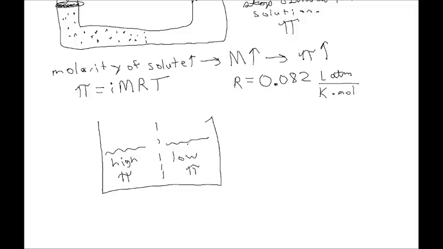So let's say we have two compartments here separated by another semi-permeable membrane that only lets through the water. Which of these two compartments has a higher concentration of solute?